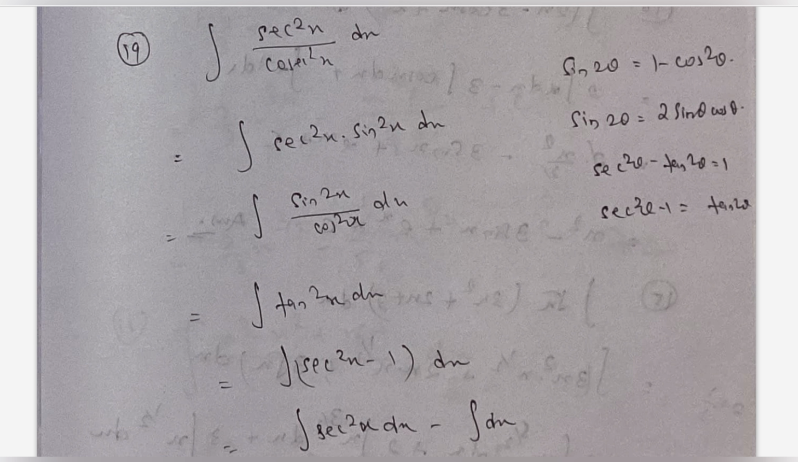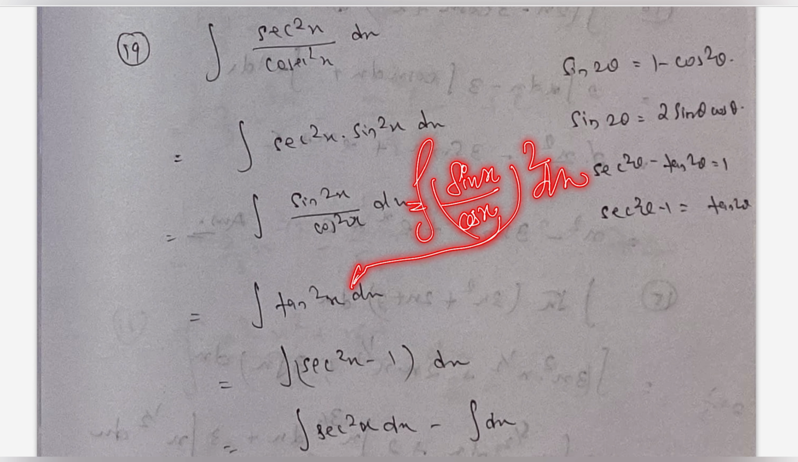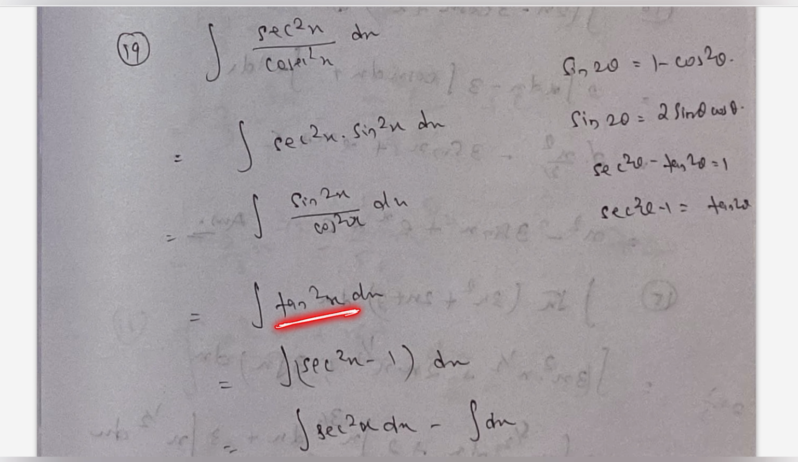And after that, see, we can write it like this: sin x by cos x whole square, and sin x by cos x means tan x, right? And tan x whole square means tan square x. So simply we will write tan square x.